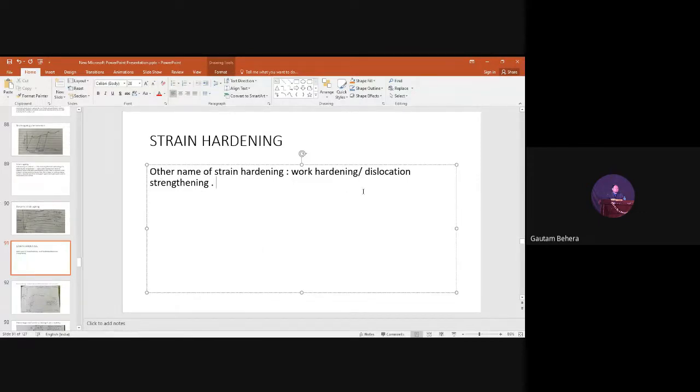Now, the name itself tells what work hardening is. Listen carefully. Work means we are doing work on the material, that means we are deforming the material plastically, and hardening is there. So that name is work hardening. By doing metal working on materials, by rolling, forging, extrusion, or any deformation, we are increasing the strength of the materials. Dislocation strengthening means this strengthening is due to dislocation interaction, right? One dislocation will interact with another dislocation, or many dislocations will interact with many dislocations here.